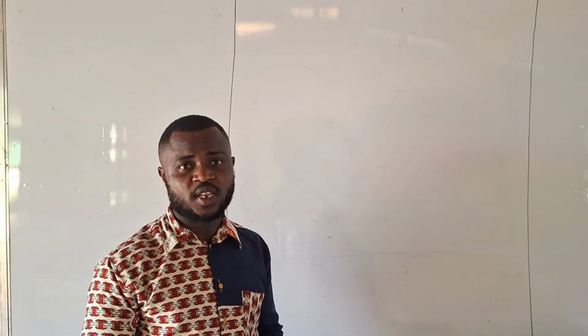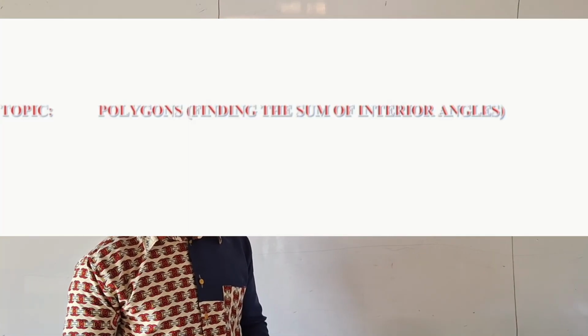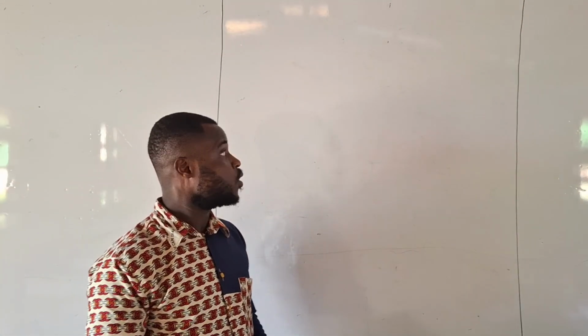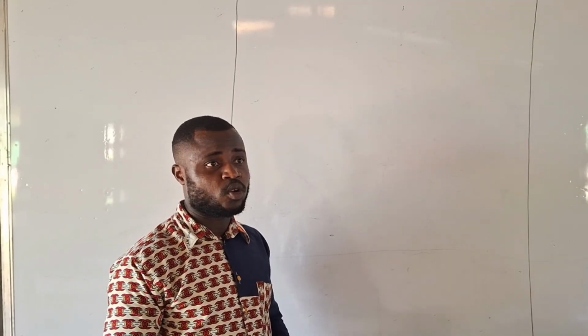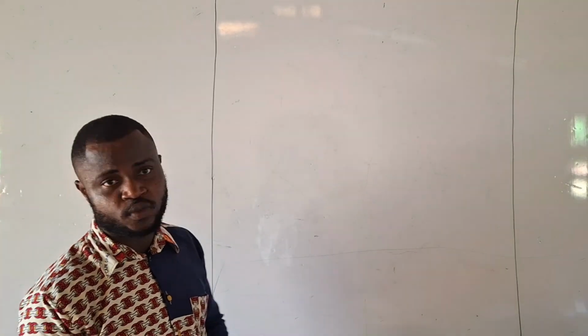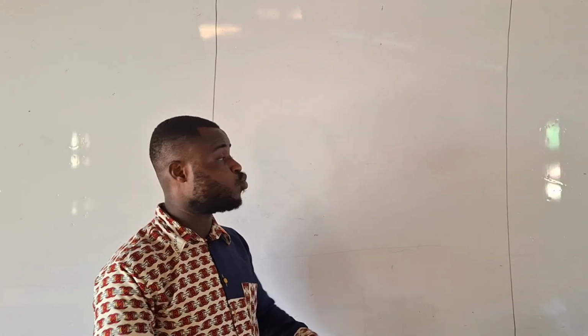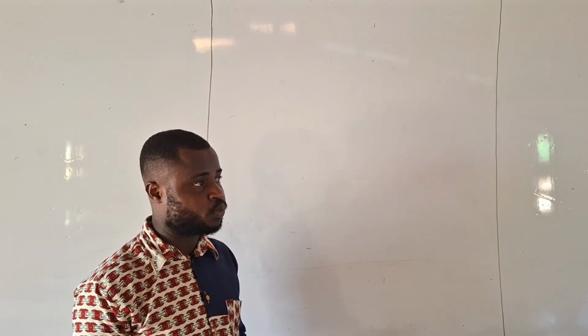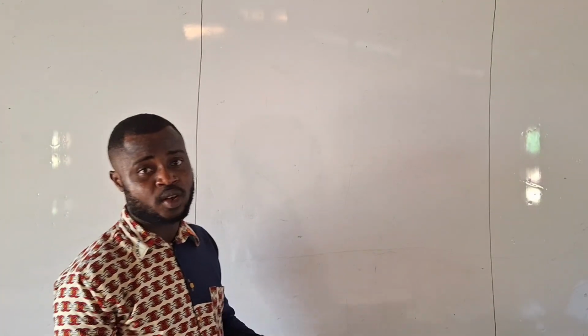Today we are going to have a lesson on polygons. Polygons, another interesting topic. So when we say a polygon, what is a polygon? A polygon is a plane closed figure with straight lines. Any plane closed figure with straight lines is a polygon. An example of a polygon is a triangle.